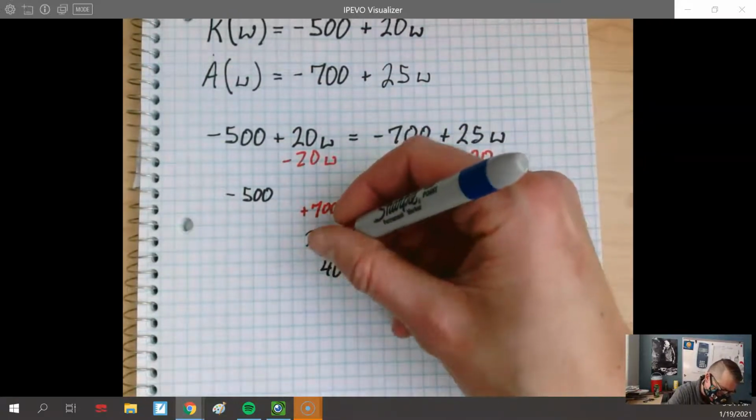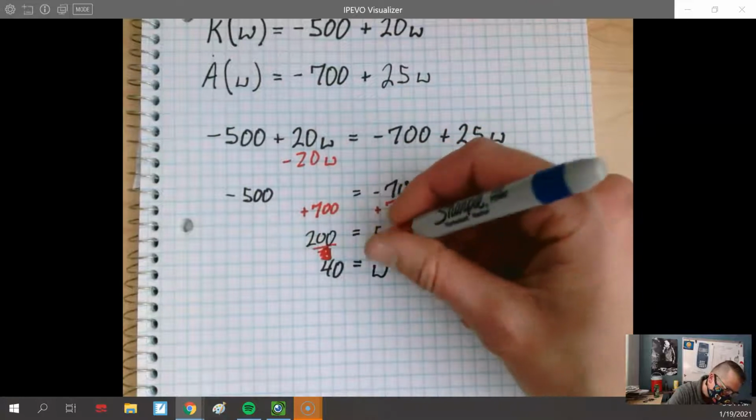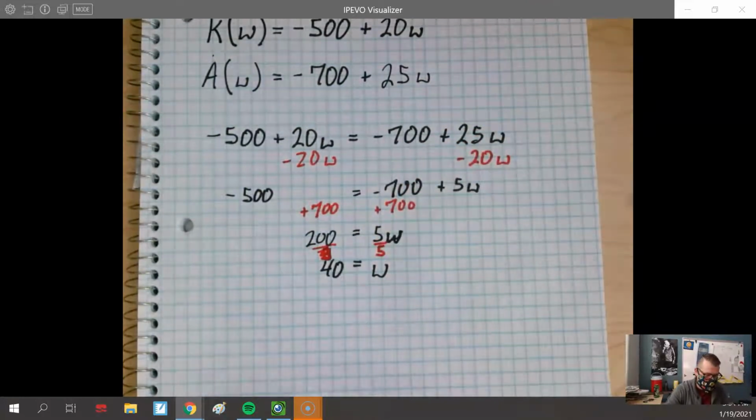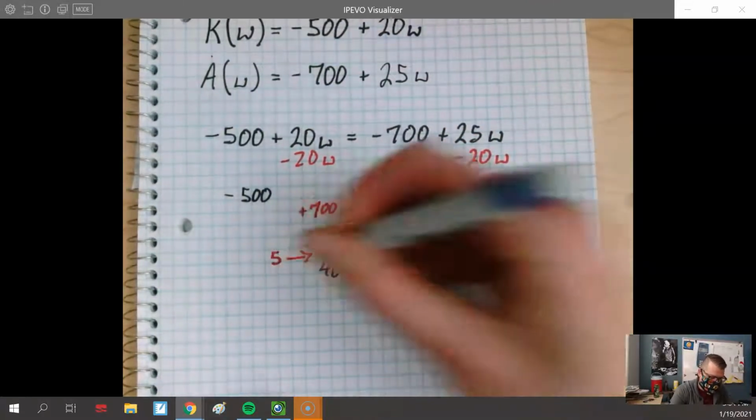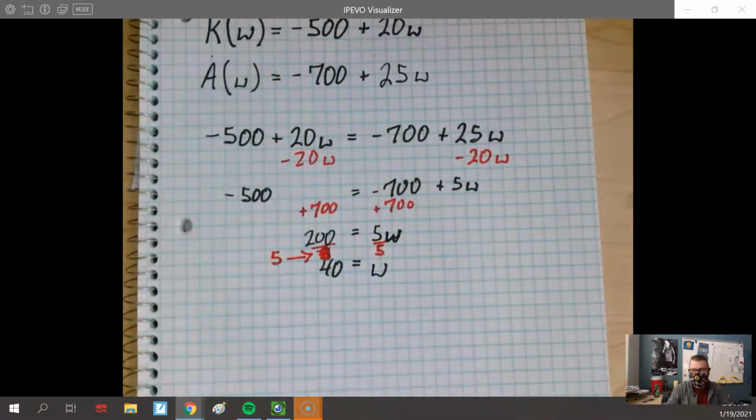Ooh, crap. That's divide. Divide by 5. Yeah, that's bad. That's a 5. That's what happens when I write in Sharpie. So 40w.